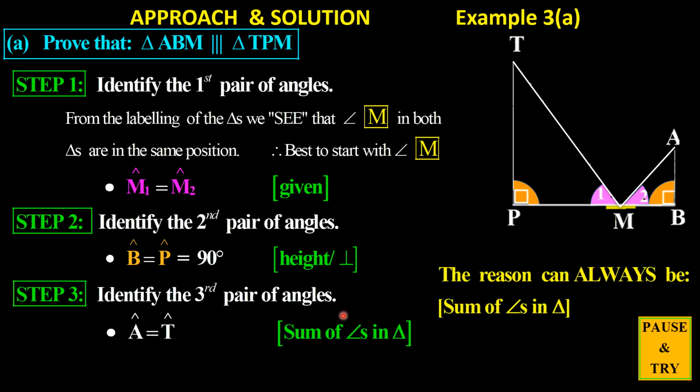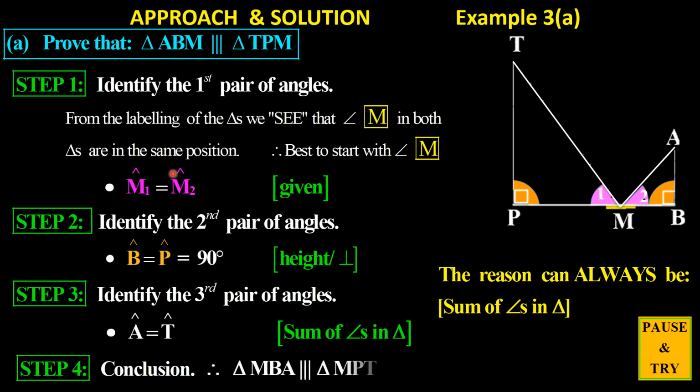Okay. And now we can make a conclusion. And our conclusion there is, you see, we took MBA and MPT, right? Or we can just write it down as what the question stated, ABM similar to TPM. Let's just follow, M with M, that's correct, M is with M. B with P, and B is with P. And A with T, and we've got A with T. So there we've proved that those two triangles are similar.